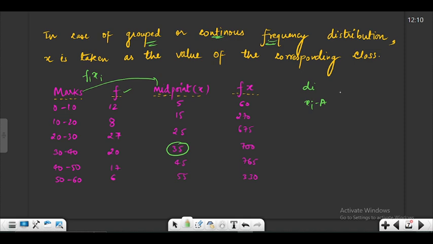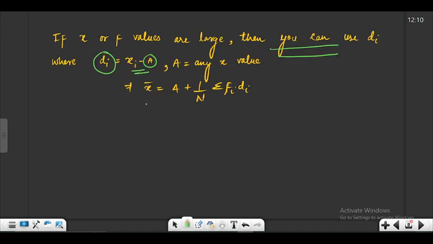So for the first term here it will become 5 minus 35, similarly 15 minus 35, 25 minus 35, and this will go on, and then you will use this formula. So your x bar here will be x bar is equal to a plus 1 upon n summation of fi into di. So here we are not doing fi into xi, we are doing fi into di. Okay, and this is how your formula will change. You will add a and then you will use this formula. So this is how you calculate your x bar here.